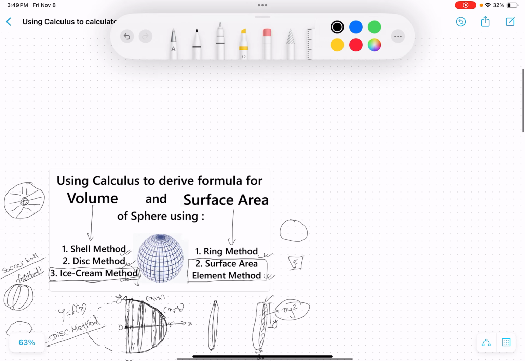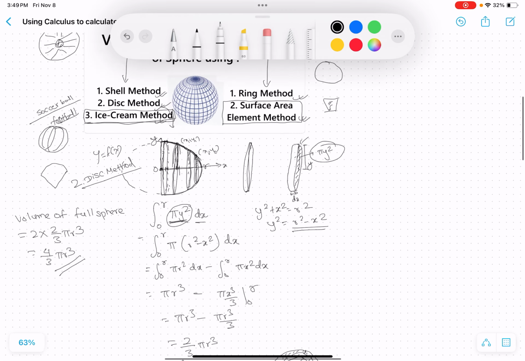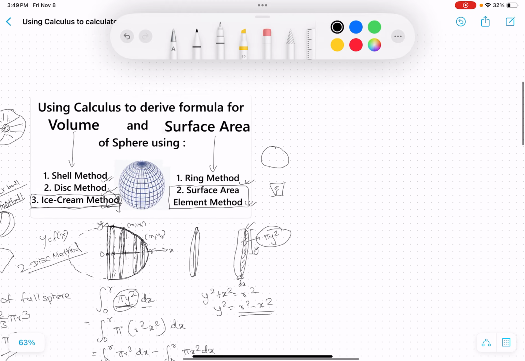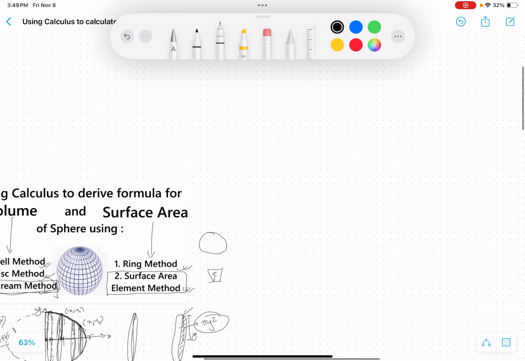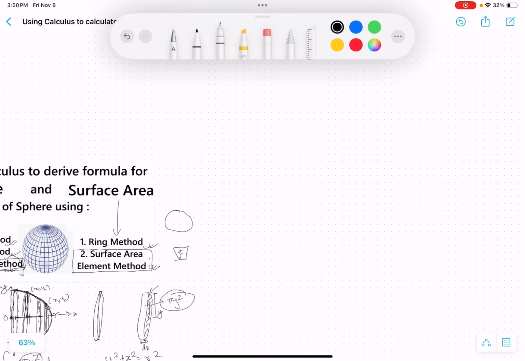Okay, so now after all the volume computation, let's go to the surface area computation. First of all, the ring method. The ring method is pretty easy, but this one can be a little harder. Now in the ring method, just like the disk method, what we are going to do is, basically this is our, let's say, coordinate system, right? And this is 0, this is, let's say, the r.